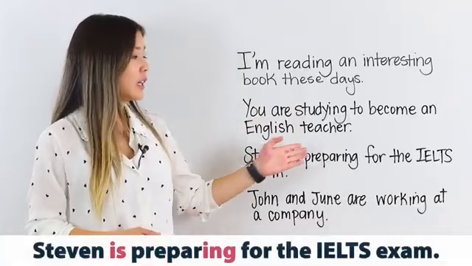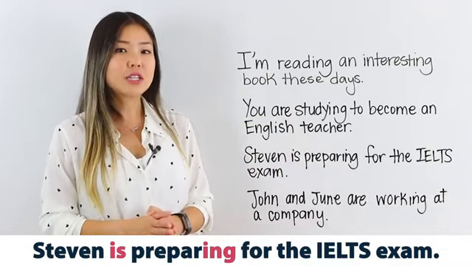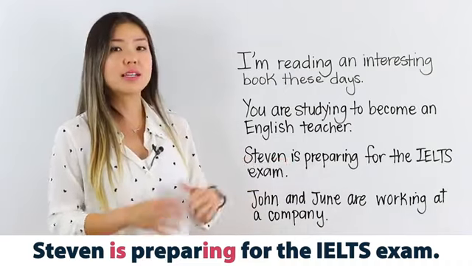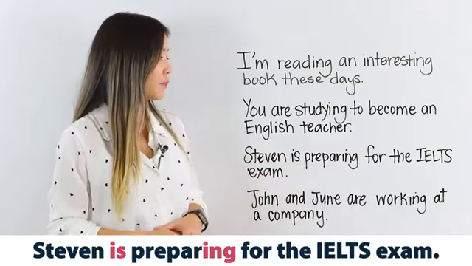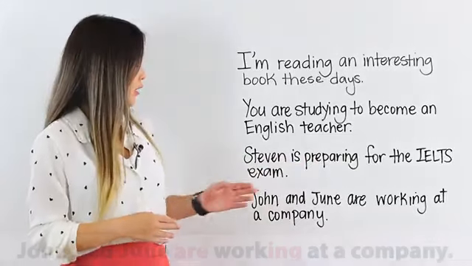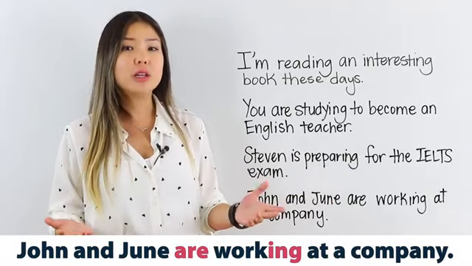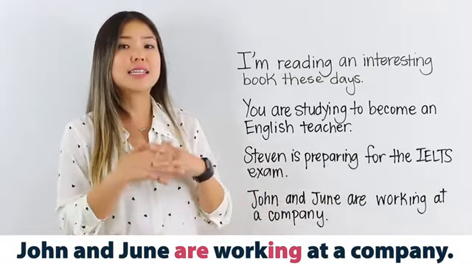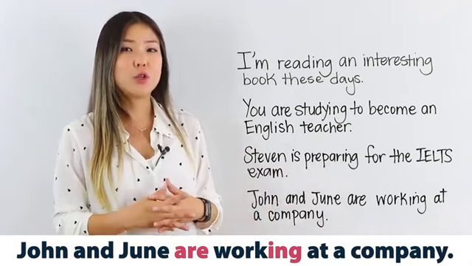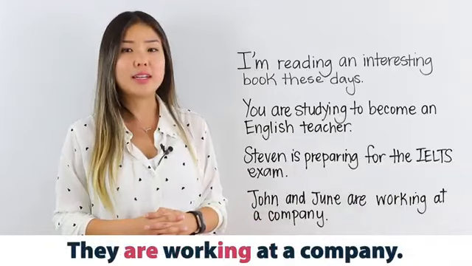Next, Stephen is preparing for the IELTS exam. The subject here is Stephen, which is a he. Therefore, we use the be verb is. And finally, John and June are working at a company. If you look at the subject John and June, the pronoun for that is they. That's why we use the be verb are. They are working at a company.